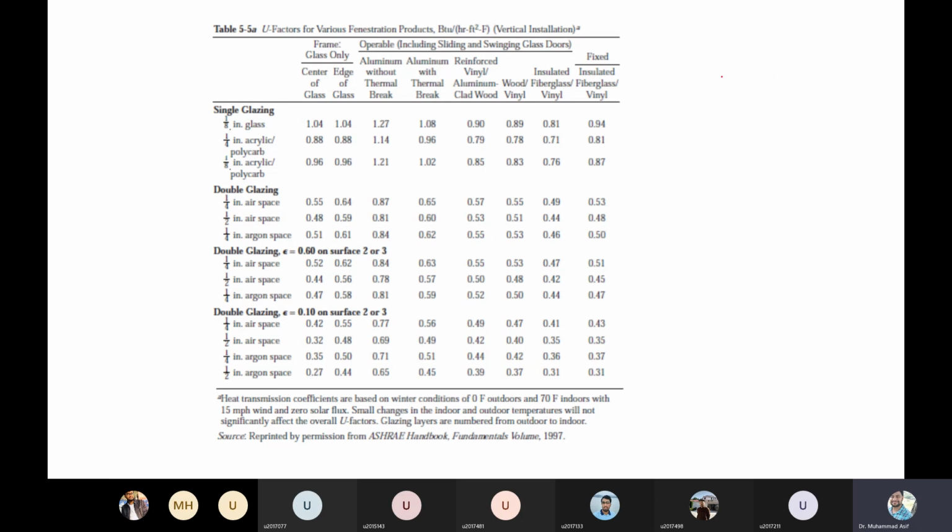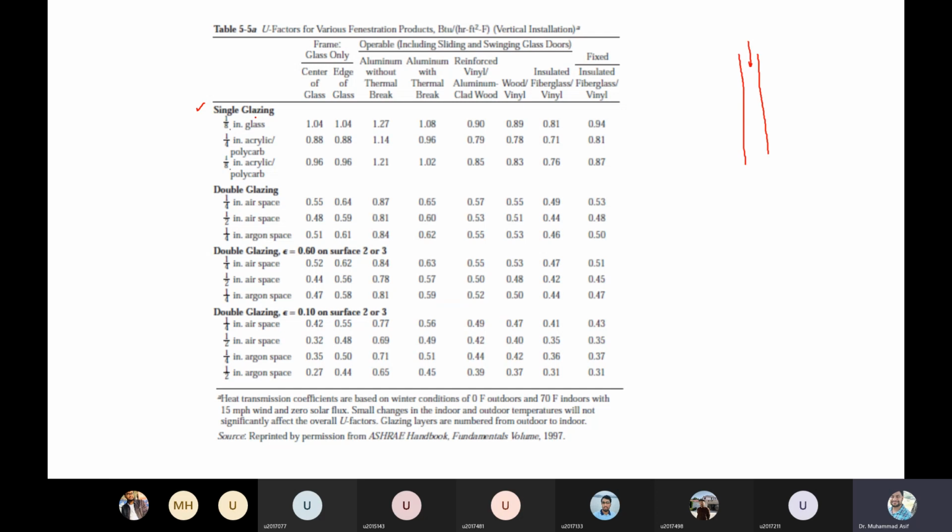And the window can consist of single glazing, meaning only a single glass sheet is used. For example, this is the single one. In some cases, the outer has a glass, then inside again has a glass, with an air spacing between them, right? And that is called double glazing, right? And the thickness could be different.